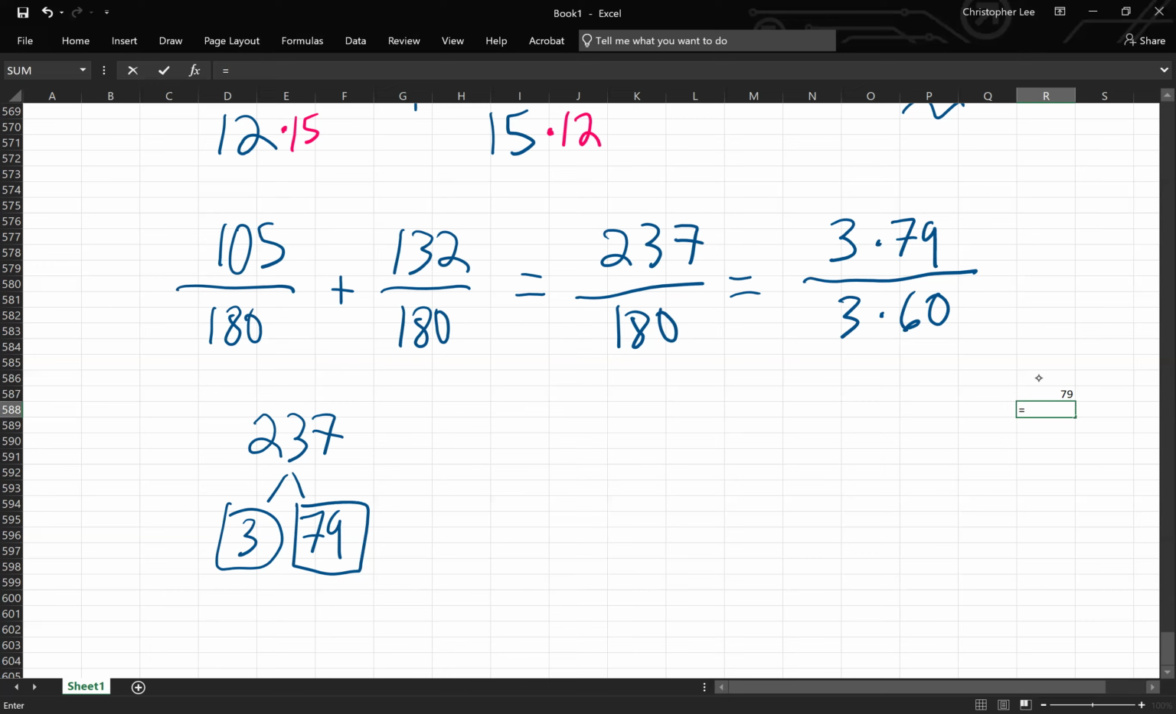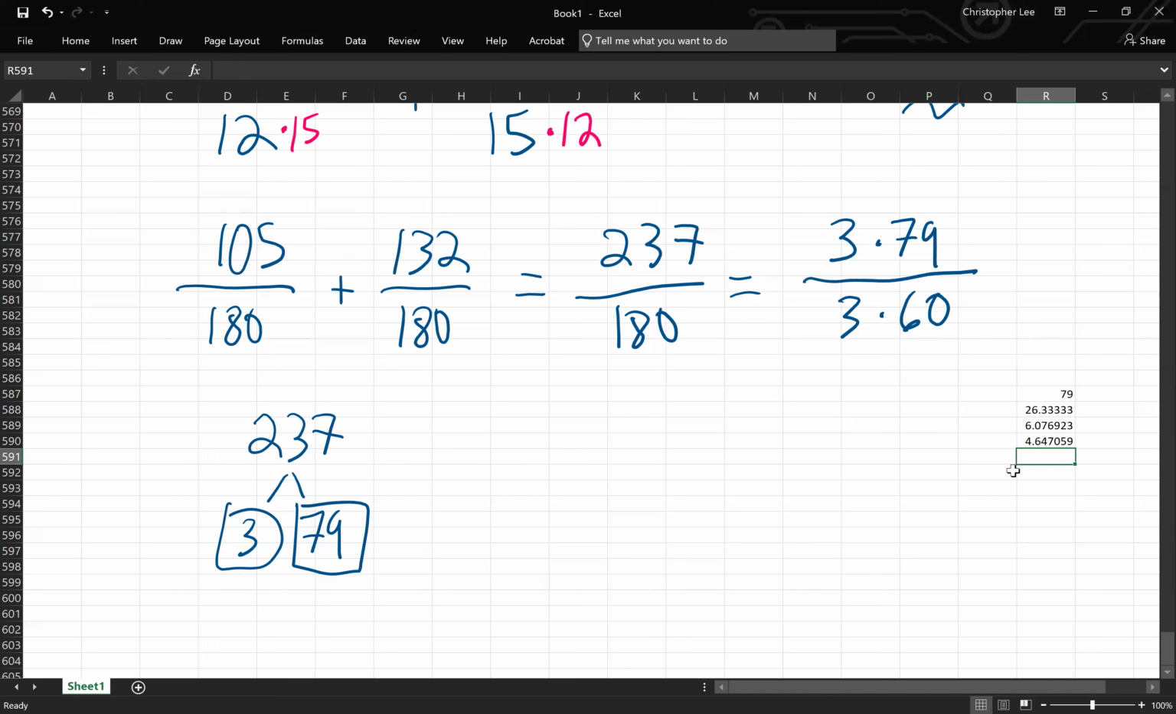I believe 79 is prime, right? Let me see. If I took 79 divided by 3, I feel like 3 doesn't go into it. I know 5 doesn't go into it. 13, I don't think goes into it, but I'll try it anyway. I don't think 17 goes into it either. So yeah, 79 is prime.